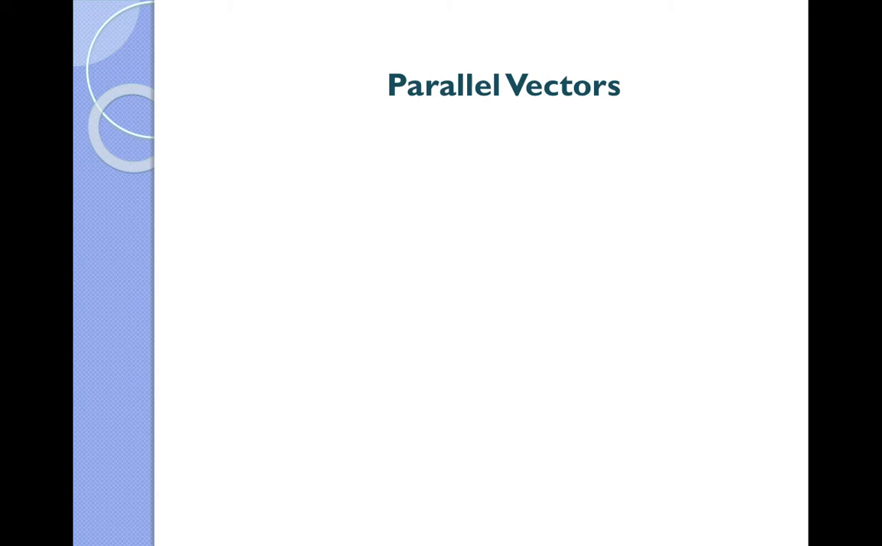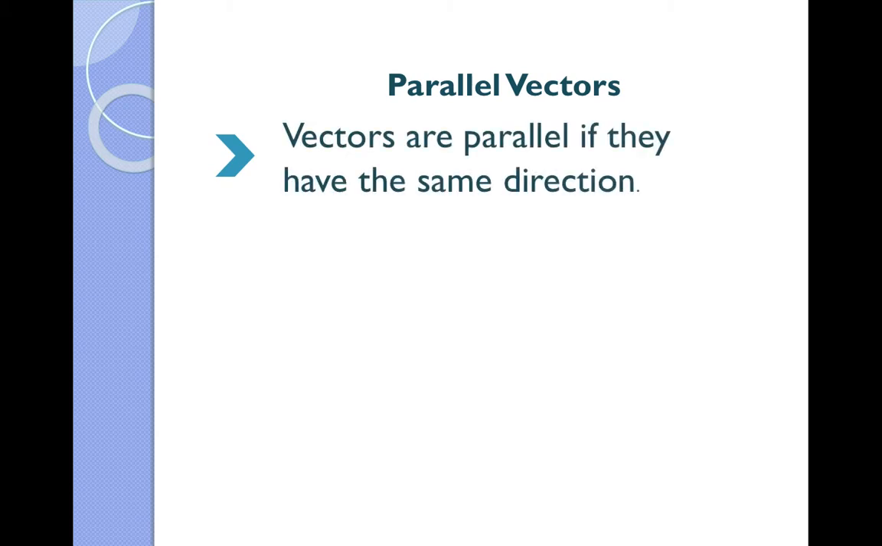Okay, so now parallel. What do you understand by the word parallel? Parallel means two lines, for instance, are said to be parallel if they are moving in the same direction and they keep the same distance apart. In the case of vectors, they are parallel if they are in the same direction. Not only that, both the components of one vector must be in the same ratio to the corresponding components of the other parallel vector.